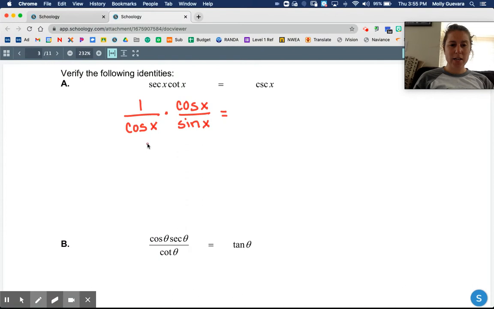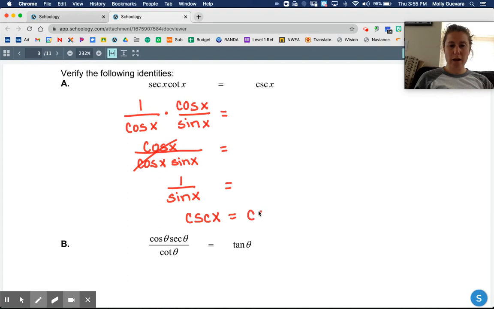So here I get cosine of x over cosine of x times sine of x. Well, the cosines can cancel, which leaves me 1 over sine of x. And 1 over sine of x is cosecant of x, which is what I was trying to get to. So I have verified that secant of x times cotangent of x equals cosecant of x.